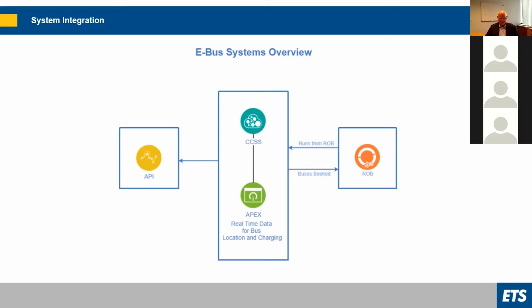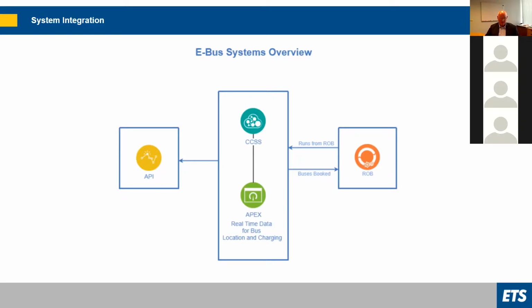So the route is assigned in Apex, and it's passed back to the ROB system. And when the bus is moved to a track in the garage, Apex can determine where the bus is and all the logistics around the bus. So we need to know where the bus is, because we've got 32 tracks in a garage with 350 plus buses. It could easily be lost in the mix.